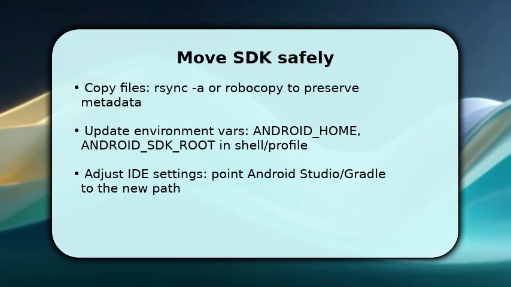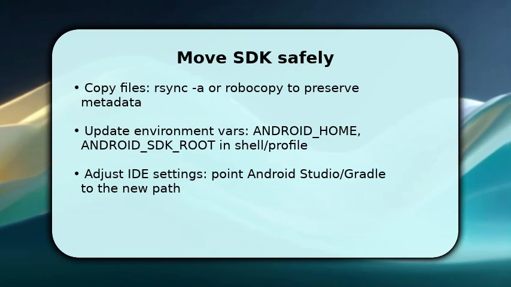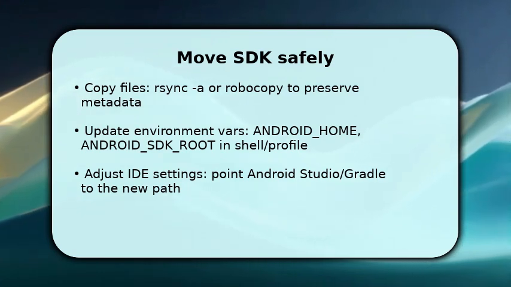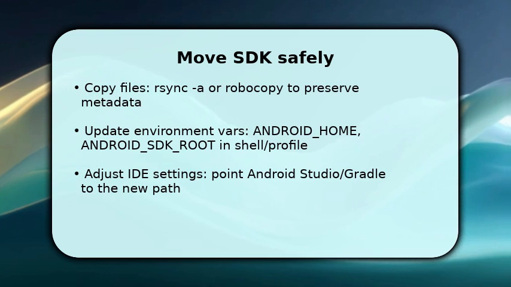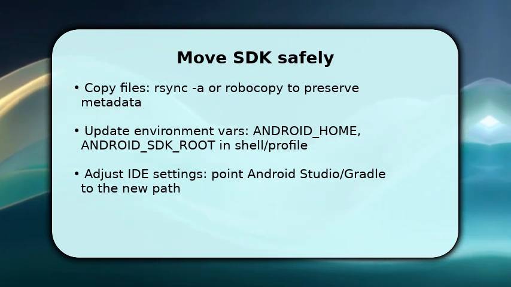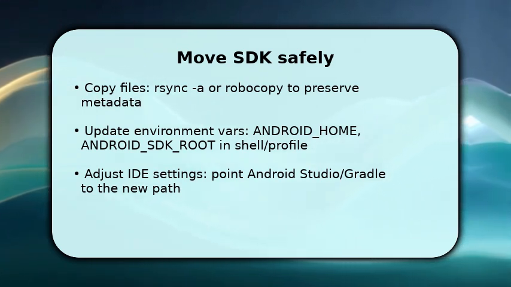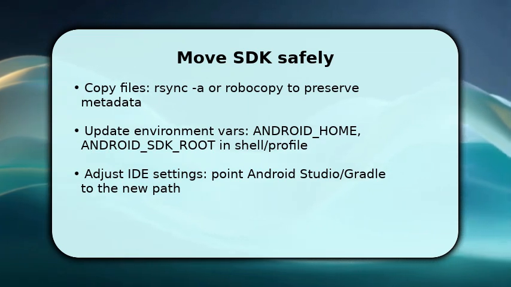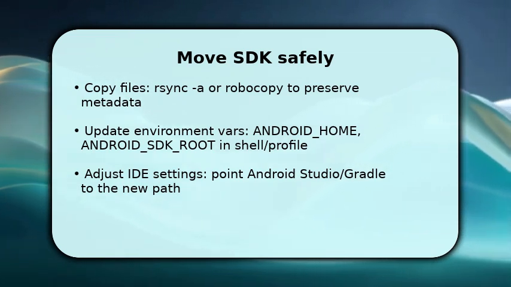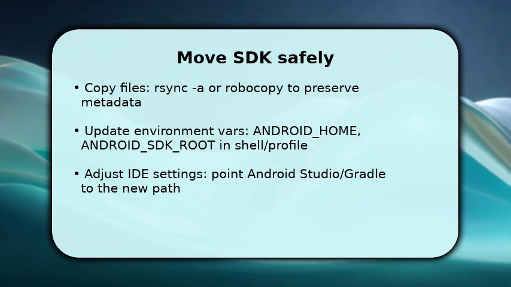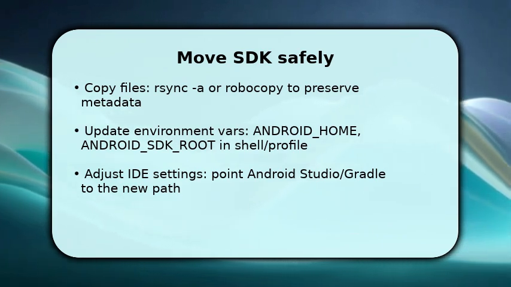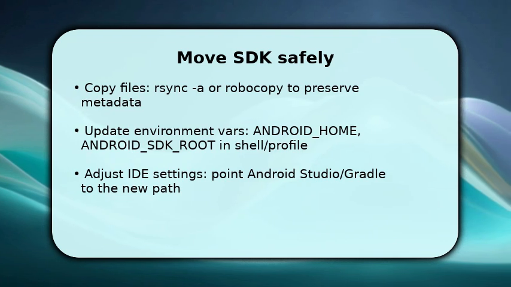You next perform the actual migration. Copy the SDK contents using rsync or robocopy to preserve permissions and timestamps. Do not delete the original until tests pass. Once copied, update your environment variables, ANDROID_HOME and ANDROID_SDK_ROOT, to the new folder in ~/.bashrc, ~/.zshrc, or Windows System settings.